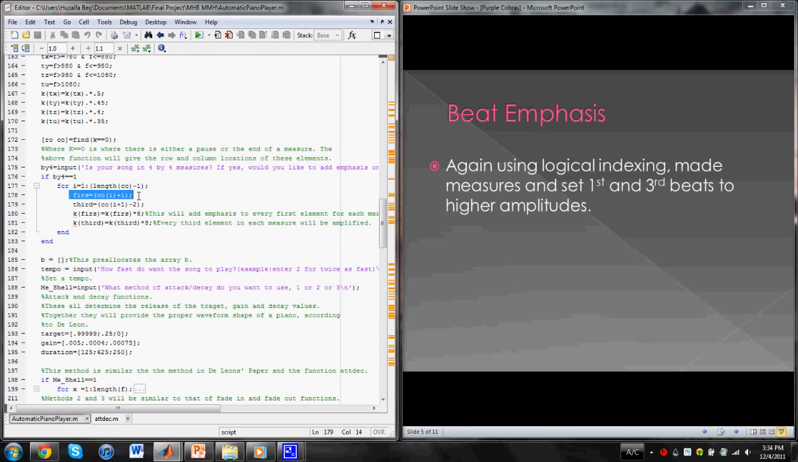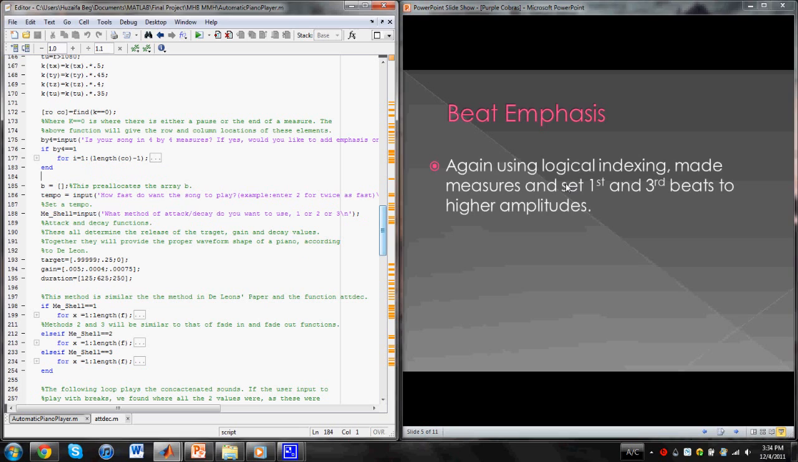And right here, the first note of the measure, we emphasized that by multiplying by 8. The third note of the measure, we emphasize that by multiplying by 8. So that was the beat emphasis.